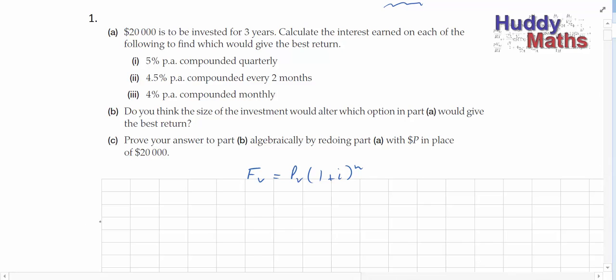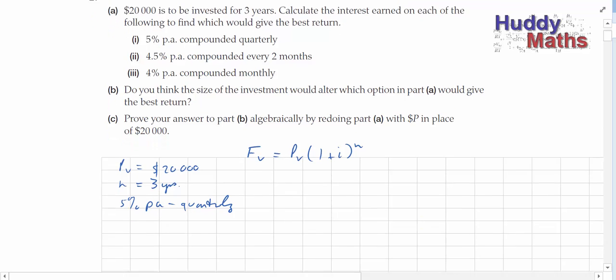So let's do that. The future value, compound interest, is present value times 1 plus I to the n, where n and I have to be adjusted depending on the time frame. So with the first one, what have we got here? Present value is 20,000. Let's write this out. 20,000, and the time is n years, so n is 3 years, and it's 5% per annum, but it's quarterly. So we have to be careful with that.